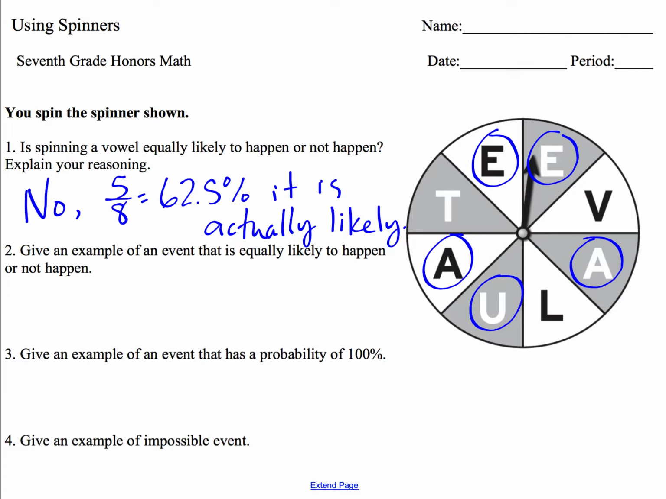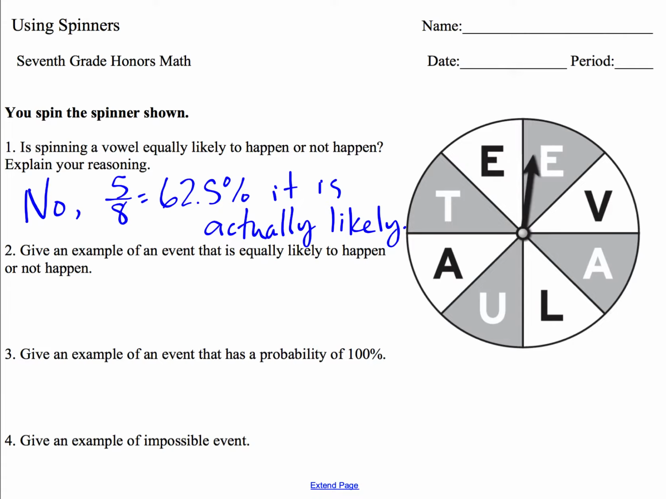Okay, number 2. Give an example of an event that is equally likely to happen or not happen. Okay, there's a lot of good examples. I like coin tosses. Theoretically, a couple that is pregnant is equally likely as unlikely to have a boy or have a girl. Now, I did mention it's slightly off 50%. That's why I said theoretically, because there's 2 outcomes, each considered equally likely. All right, so a good example there.